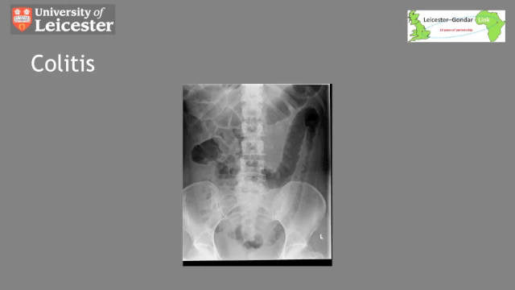The changes seen in colitis are the same for both infective and inflammatory causes of colitis, and in this x-ray you can see thickening of the left colon. You can see a thick white line running along the side of the bowel lumen, and this is edema in the colonic wall. You can see that this continues into the transverse colon, which has dipped down into the middle of the abdomen.